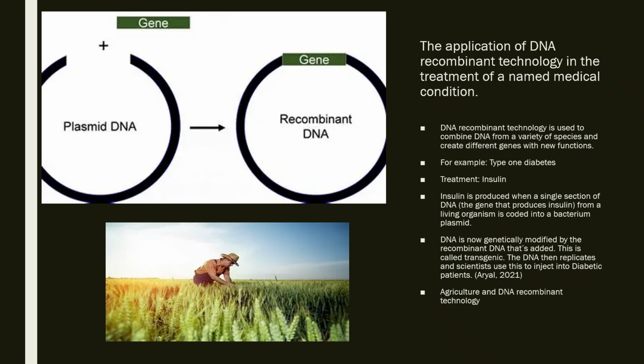DNA recombinant technology can also be used to modify the things that humans eat. In agriculture, pest control is very important and harsh chemicals can kill crops and be harmful to humans. DNA recombinant technology is used to make crops produce a protein toxic to certain insects. This helps farming to become more sustainable.